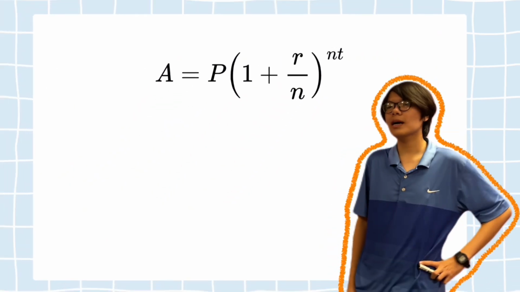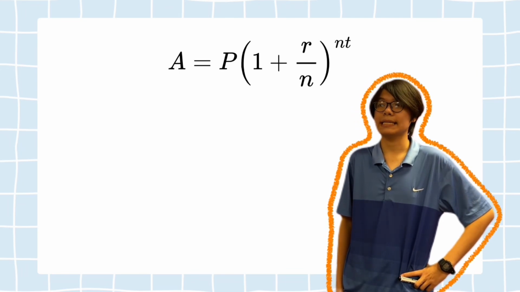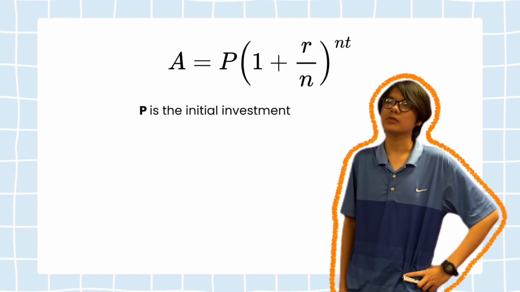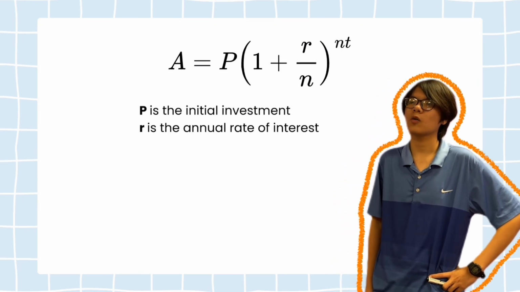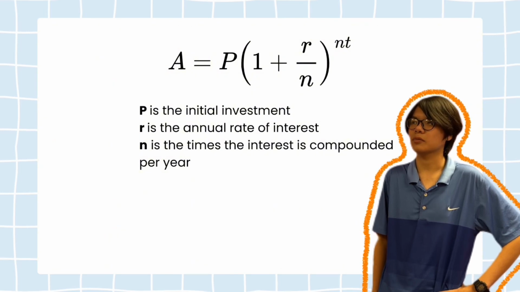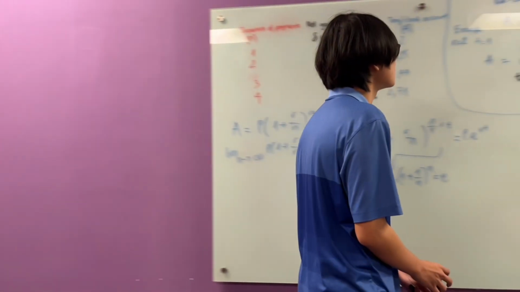Now, the formula for non-continuous compounding interest would be A is equal to P multiplied by 1 plus R over N, and 1 plus R over N is raised to the power of N multiplied by T. Come with me to the board here. I'll show you in greater detail how all this works.